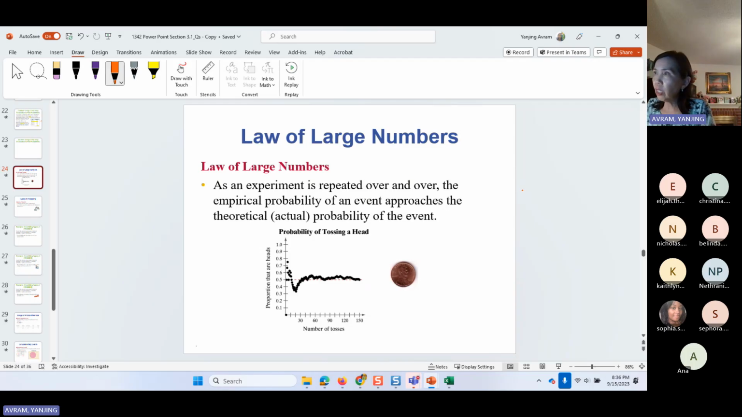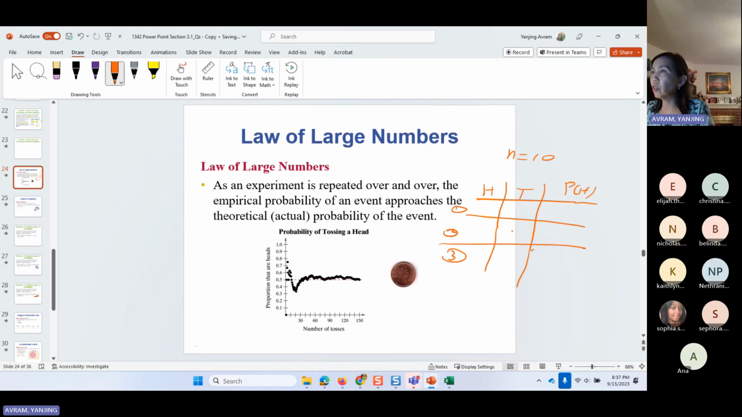All right, and I usually got a different result, right? So I have a head, I have a tail, and then we find the probability of the head. So we have n equal to 10, so you flip the coin, the penny, 10 times. And then we have group 1, group 2, and group 3, and so on. So I'm not just using 3.